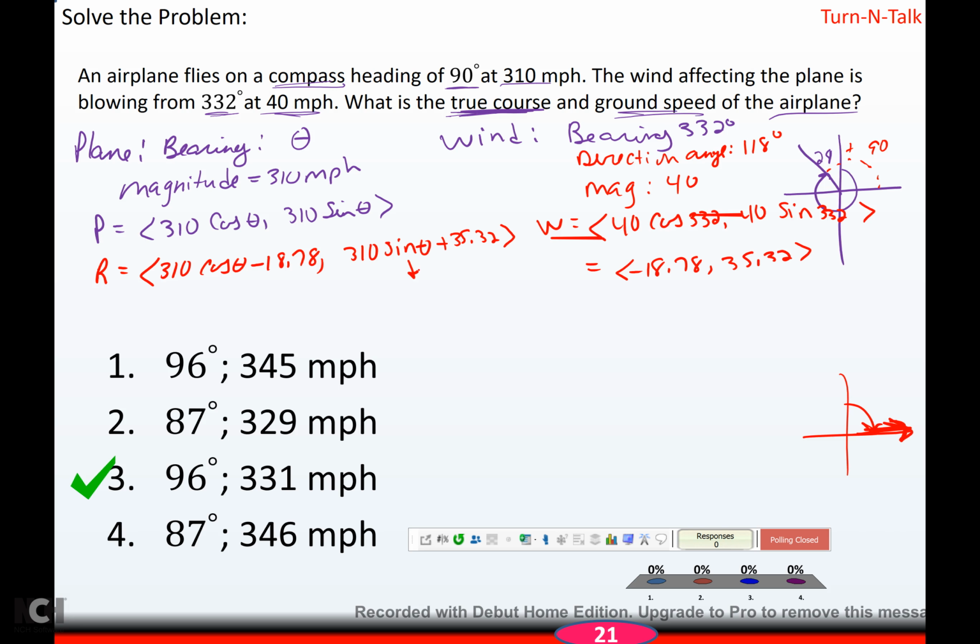All right, so describe how vectors are used in the real world. Well, we have wind speed vectors, wind vectors, plane vectors, so wind and flying. We just learned about the force of gravity. Those are all examples of how vectors are used in the real world.